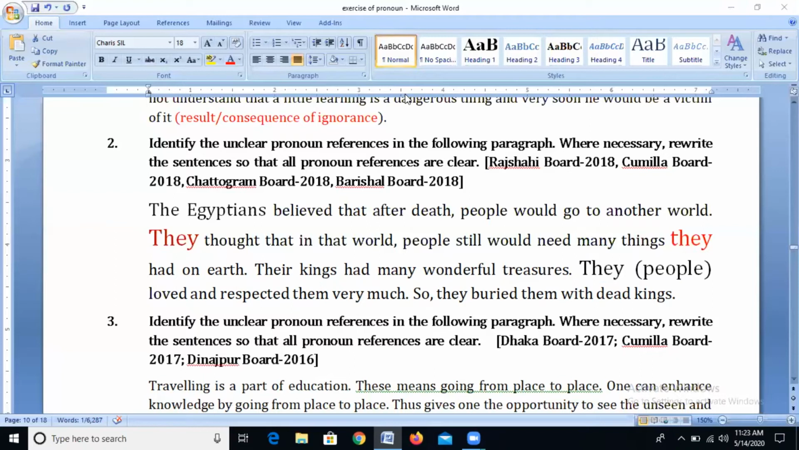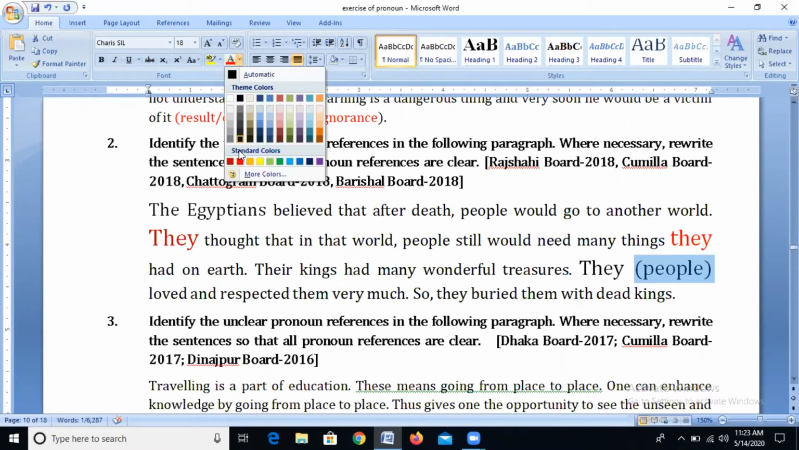Now, whom does this they refer to? This they refers to people. For that reason, you will write here people. Or you may write here people and you may underline it, or you may not underline it. Now, let's continue reading the text.